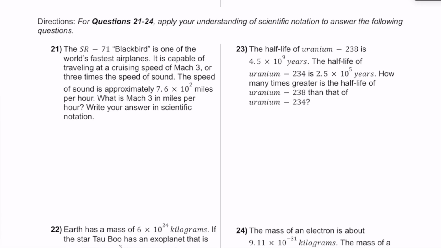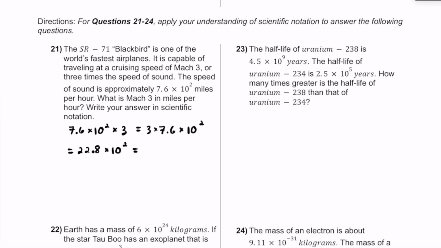And so we know the speed of sound here is going to be 7.6 times 10 to the second power. So that's the speed of sound. But this Blackbird is going to be traveling 3 times the speed of this. So it's going to be multiplying this by 3, right? We can rearrange this, but this is going to be our original expression here. We can say this is going to be 3 multiplied by 7.6, and then multiplying that by 10 to the second power. Now, if we multiply 3 times 7.6, I believe that's going to be 22.8. So this is going to be 22.8 multiplied by 10 to the second power, right?